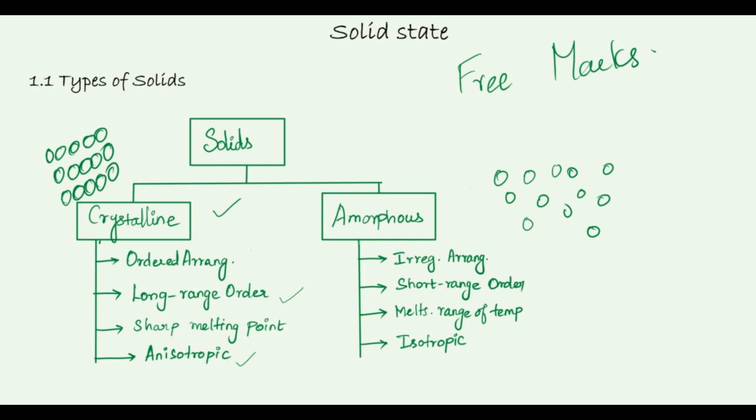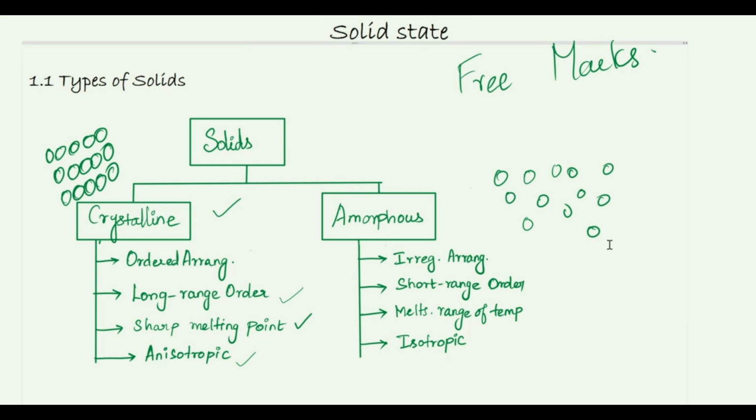And since crystalline solids are orderly arranged, they have a sharp melting point. But amorphous solids have a range of melting points. It depends on how it is arranged. We can't say how perfectly it is arranged, right? So we can't say the perfect or sharp melting point for the amorphous solid. So these are the important properties of these types of solids.